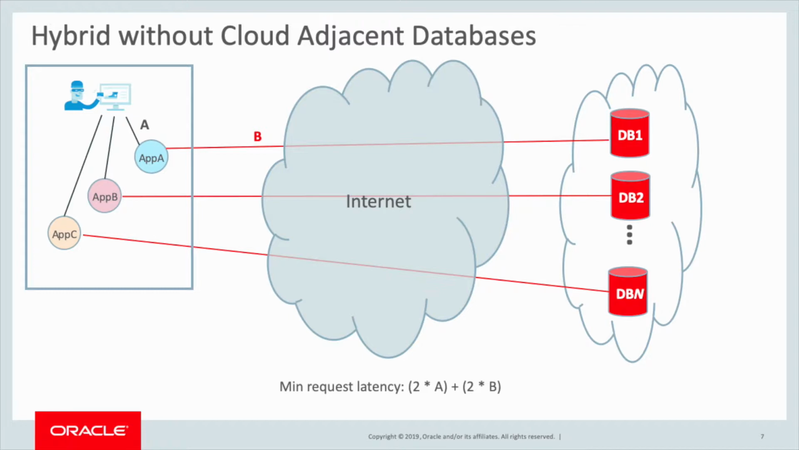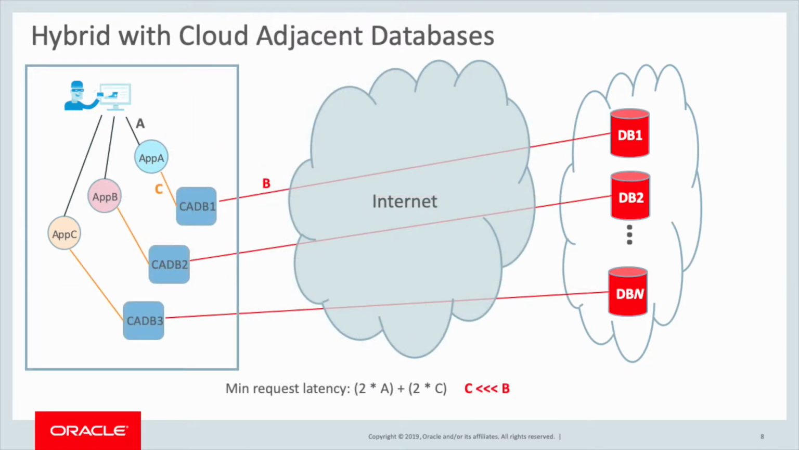Pictures are always nice. So here's kind of that hybrid architecture, very simplified, of course, without any cloud-adjacent databases. And you can see that from the user's perspective, when he's interacting here, the minimum latency for any request that he makes is going to be 2A plus 2B, in and out, okay? And B here is tens of milliseconds, whereas A is very small, okay? So you can imagine, that isn't particularly great for performance, okay, and response time.